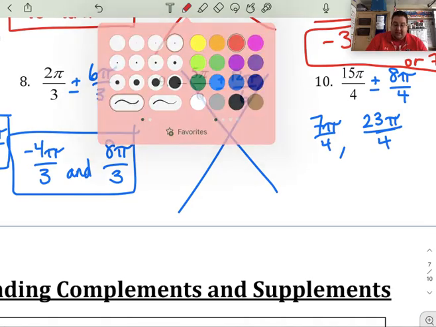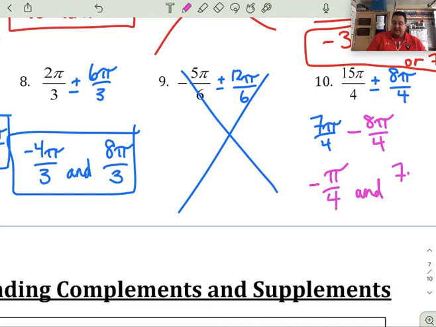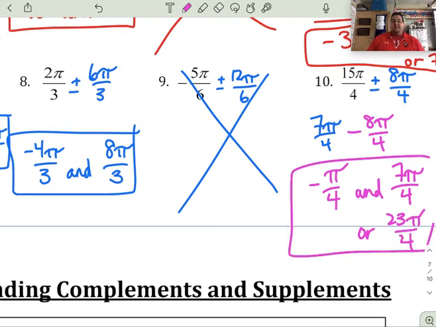So just like we did up top, I'm going to subtract. When we subtracted and didn't get a negative one, forget about adding them. I'm just going to have to subtract 8 pi over 4 again. So then we can get 7 minus 8 and get negative 1, or just negative pi over 4. And then you can use the 7 pi over 4 here. If you went ahead and added them and put 23 pi over 4 as your positive one, I believe Canvas would take that as a correct answer also.